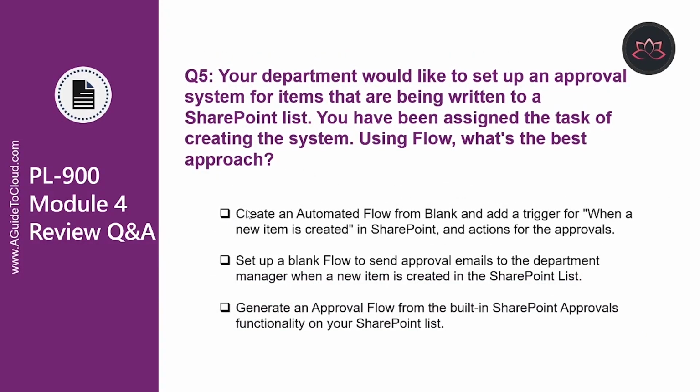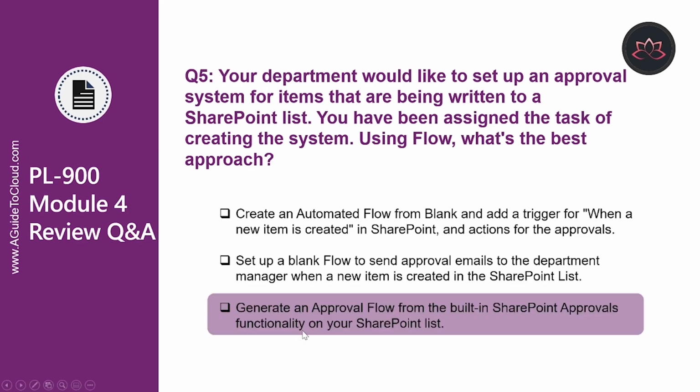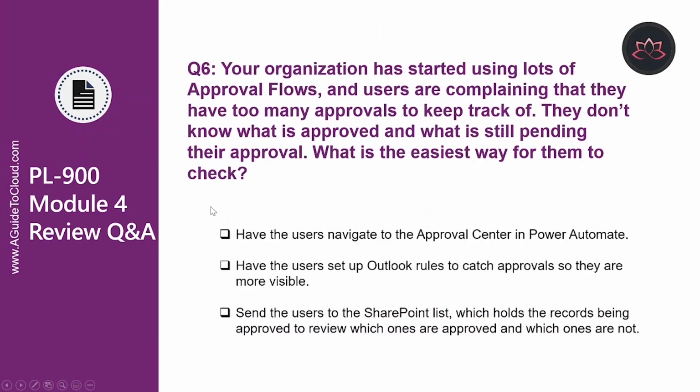Let's look at question number 5. Your department would like to set up an approval system for items that are being written to a SharePoint list. You have been assigned the task of creating the system. Using Flow, what's the best approach? So the best approach is generate an approval flow from the built-in SharePoint approvals functionality on your SharePoint list. SharePoint built-in approval flows are great, and using the information in this module, you can set them up quickly and easily. Let's look at question number 6.